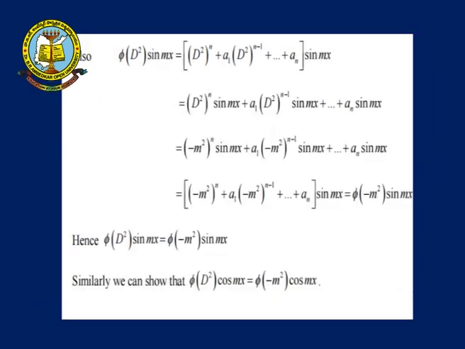So phi of D square, if we take it as a function of the term and sin mx, continuation it comes to phi of D square into sin mx equal to phi of minus m square into sin mx. Similarly we can prove that phi of D square into cos mx equal to phi of minus m square into cos mx.